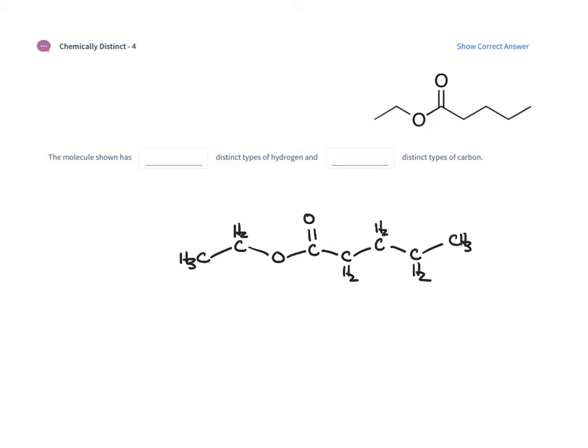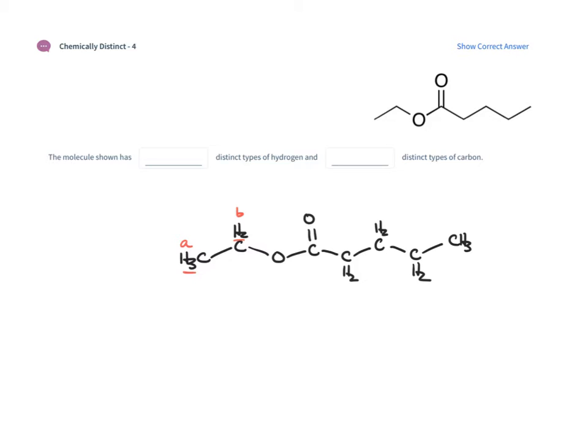So now, as we go through, we want to identify the distinct types of hydrogen. And I'm going to start with the left end, and we have these three hydrogen. Those are indistinguishable from one another. So that's going to be hydrogen type A. Then we get to the CH2. Well, this is different than the CH3, so that's going to be type B. But the two hydrogen on that carbon are equivalent.